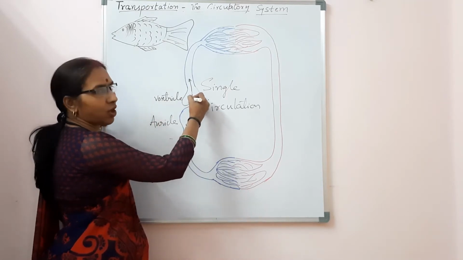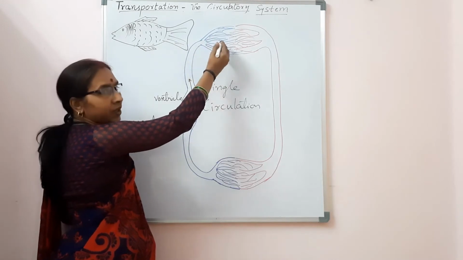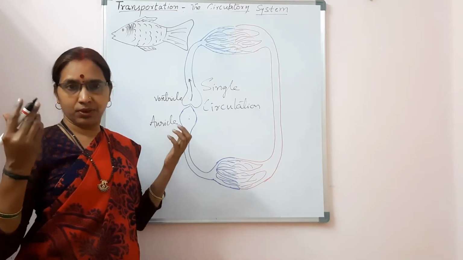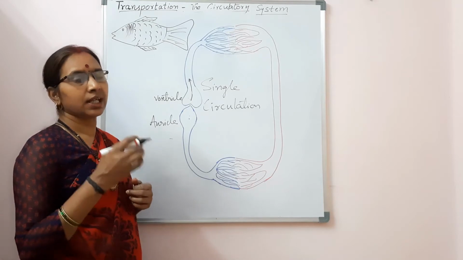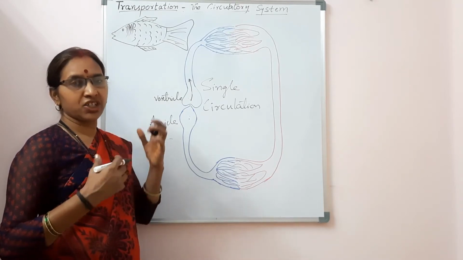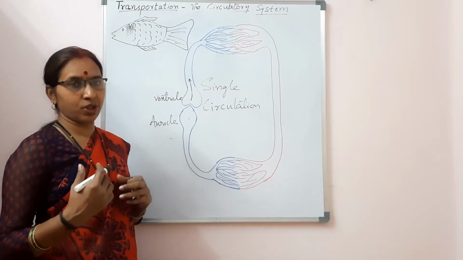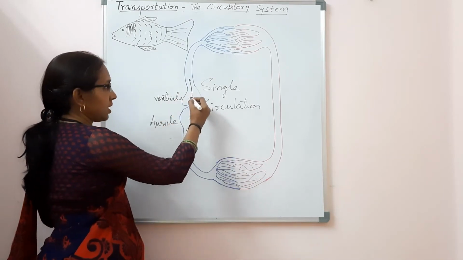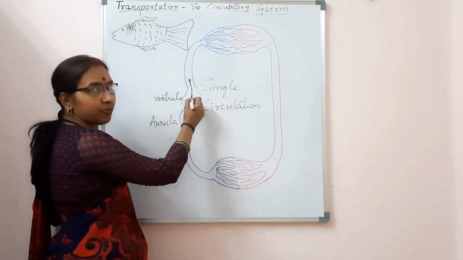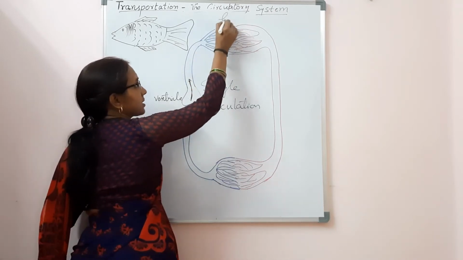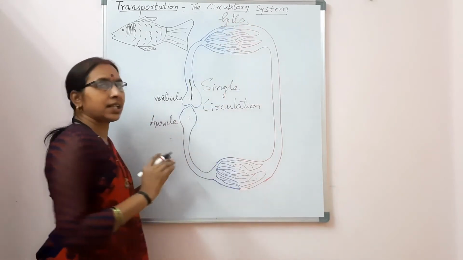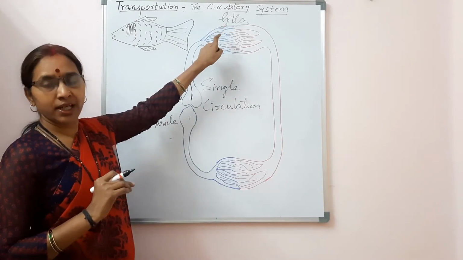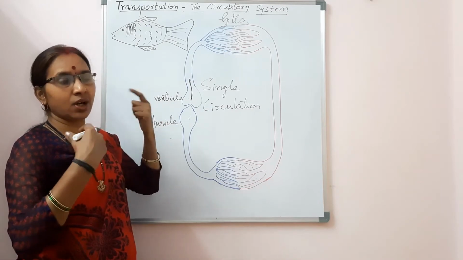Now, blood from the ventricle flows into the gills, and we all know that the respiratory organs in fish are gills, and it is in the gills where the exchange of gases takes place. That is, oxygen enters the body of the fish and carbon dioxide leaves the body of the fish. How does this happen? The deoxygenated blood, or the impure blood, from the ventricle is carried to the gills, and in the gills the exchange of gases takes place. That means this impure blood gets purified by taking in oxygen and giving out carbon dioxide.